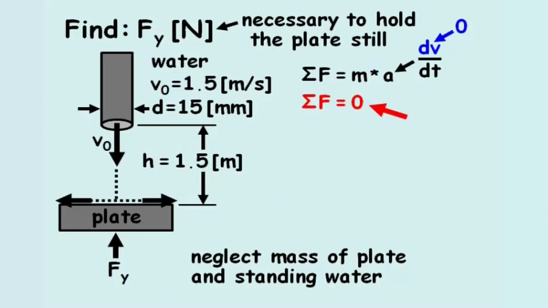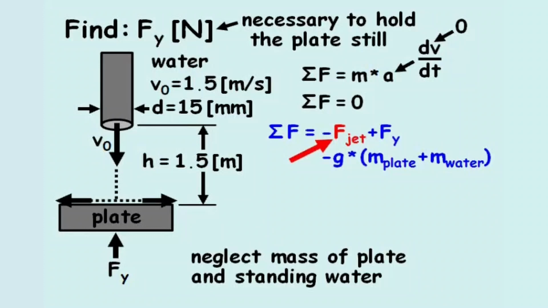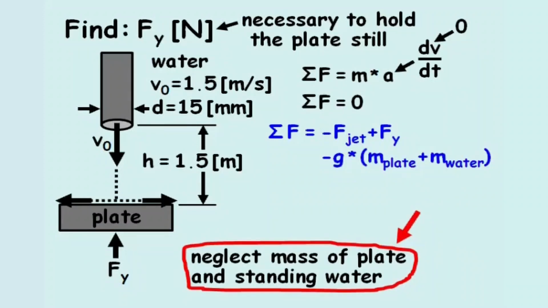The sum of the forces acting on the plate include the force of the hydraulic jet, which acts downward, plus the force we're solving for, Fy, which acts upward, as well as the gravitational force of any standing water and self-weight. Since the problem states to neglect these gravitational forces, we'll remove them from the force equilibrium equation, which means our force, Fy, equals the force of the hydraulic jet.